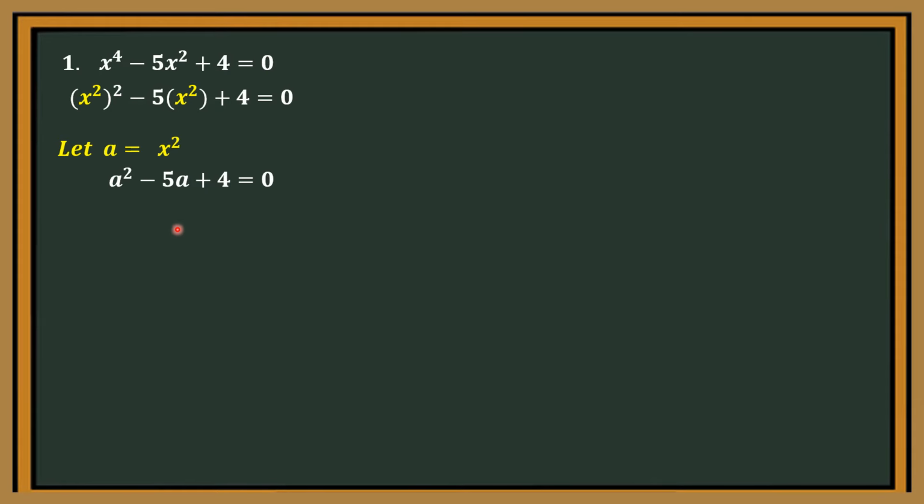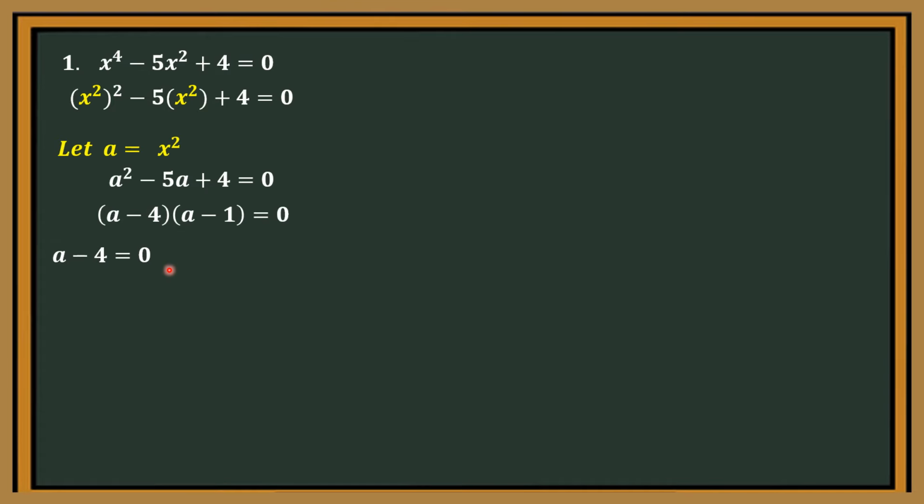Then, let us factor. You just think of the factors of 4 wherein the sum is negative 5. Factors ng 4, try natin ang negative 4 and negative 1. So, negative 4 times negative 1, that is positive 4. Kunin natin ang sum. Negative 4 plus negative 1, that is negative 5. So, correct. These are now the factors of this equation. So, kung meron na tayong factors, equate na natin to sa 0.